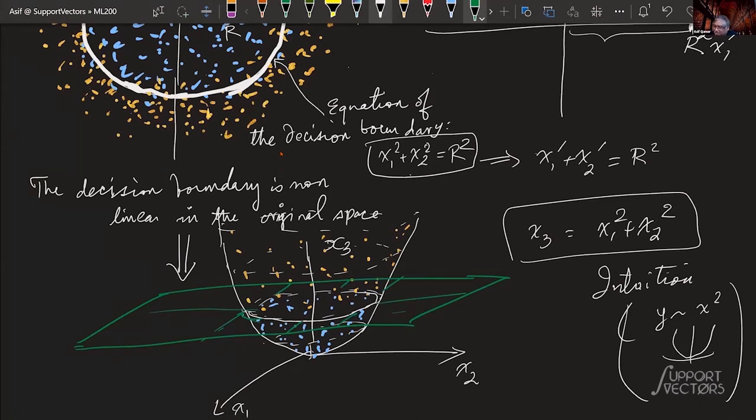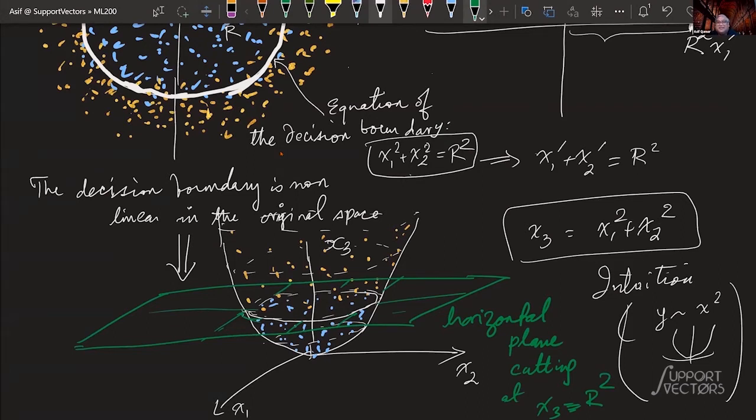Imagine a horizontal plane. The green is a horizontal plane, cutting at some place at z is equal to r squared here. Sorry, x3 is equal to r squared. All the blue and yellow data points are on the surface of that three-dimensional parabolic object. They're not inside it. So yes, they are on the surface of the parabolic object. In other words, that parabola is not solid. It's just a surface.